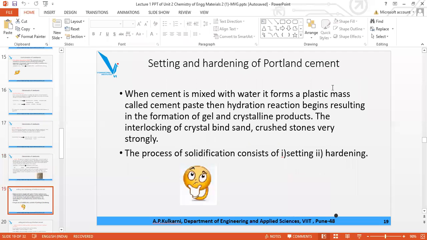Now we have to study the setting and hardening. I'll just give the introduction. We will see this in the next lecture. Already the reaction we have done. So within the first 10 minutes, we'll finish setting and hardening.